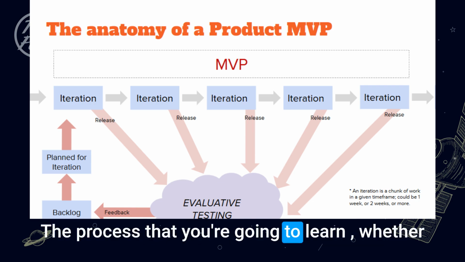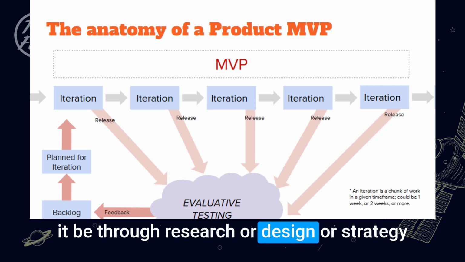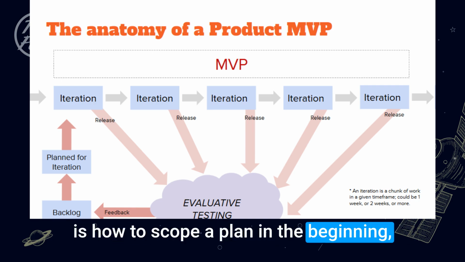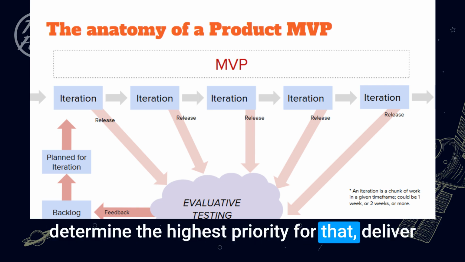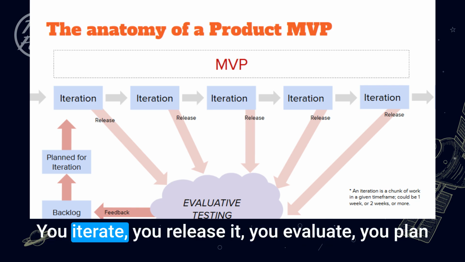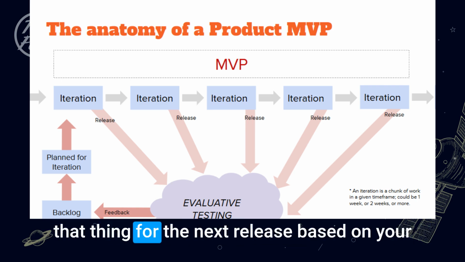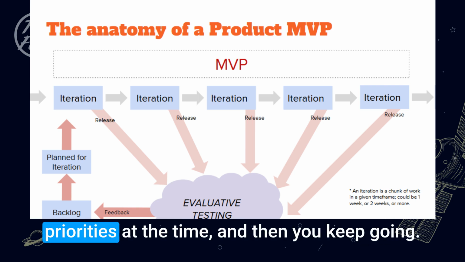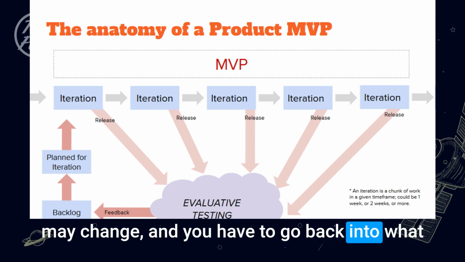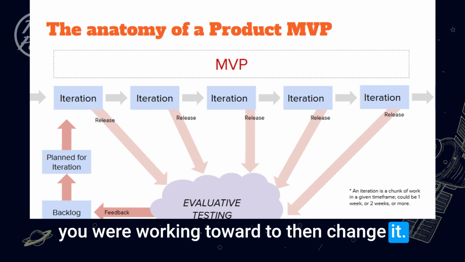The process that you're going to learn, whether it be through research or design or strategy or chores or vacationing or accounting work, is how to scope a plan in the beginning, determine the highest priority for that, deliver that thing quickly, analyze it, and adjust. You iterate, you release it, you evaluate, you plan that thing for the next release based on your priorities at the time, and then you keep going. Meanwhile, the thing that you're trying to build may change, and you have to go back into what you were working toward to then change it.